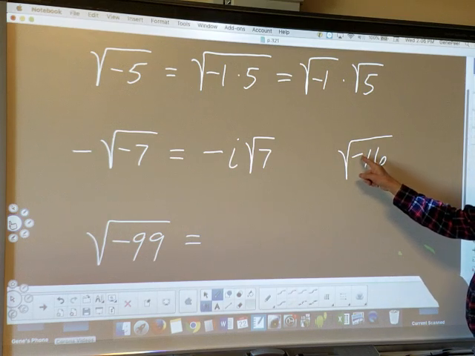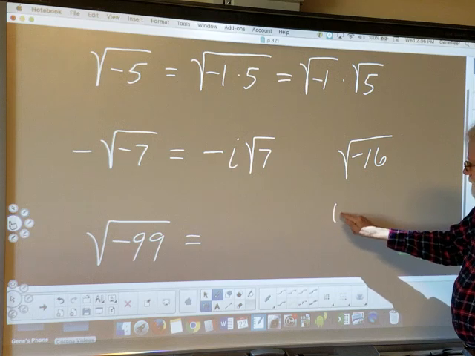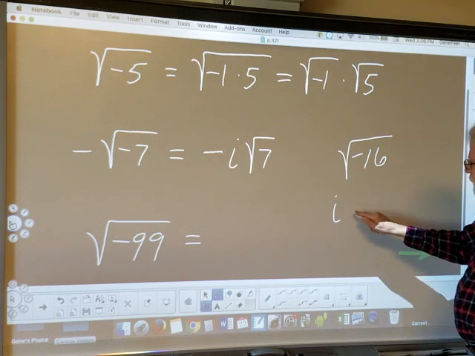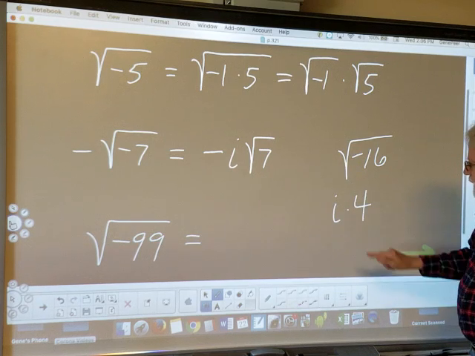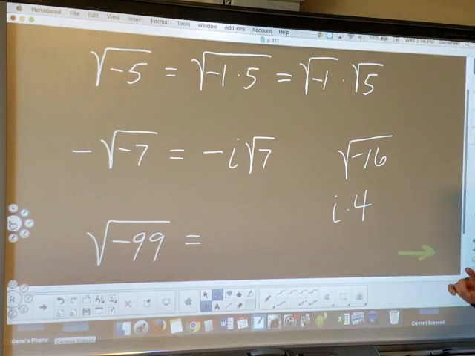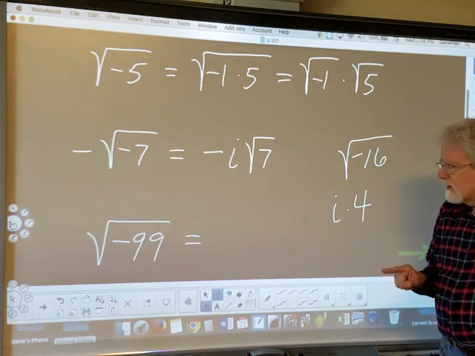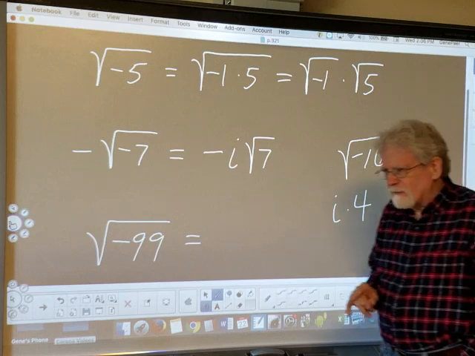We pop its i out. Pa-ching! And the square root of 16 is 4. So we have i times 4. But there's a long-standing tradition. We don't write it that way. We kind of treat i like a variable.